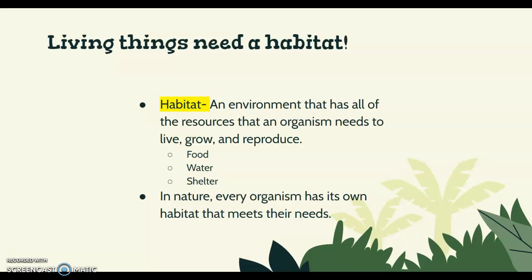So all living things need a habitat, and a habitat is an environment that has all of the resources that an organism needs to live, grow, and reproduce. And we talked about these at the beginning of the school year as well, which were food, water, and shelter. Those are the main things that a living thing needs to survive. And so in nature, every organism, including you, has its own habitat that meets these needs.